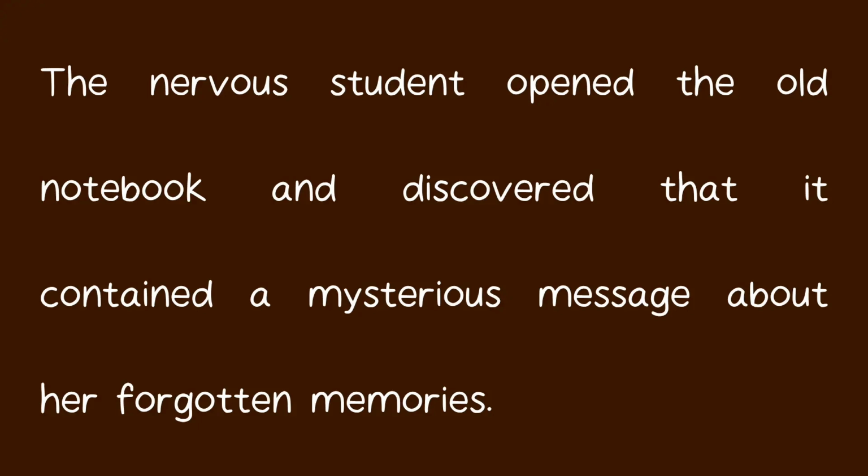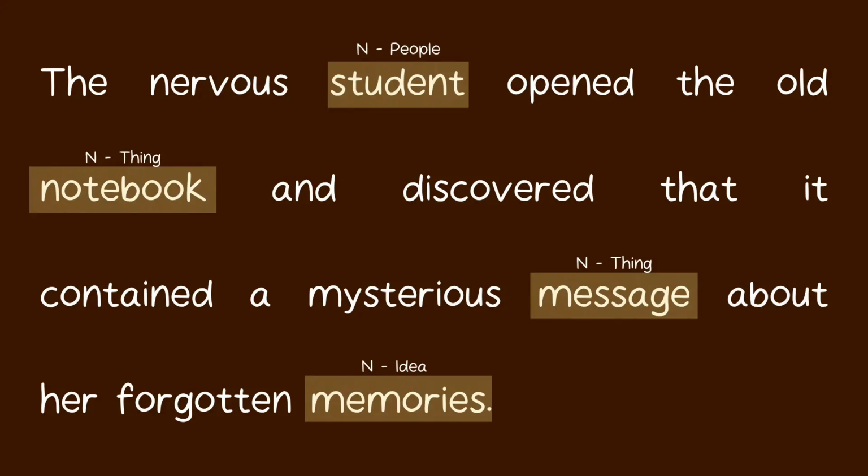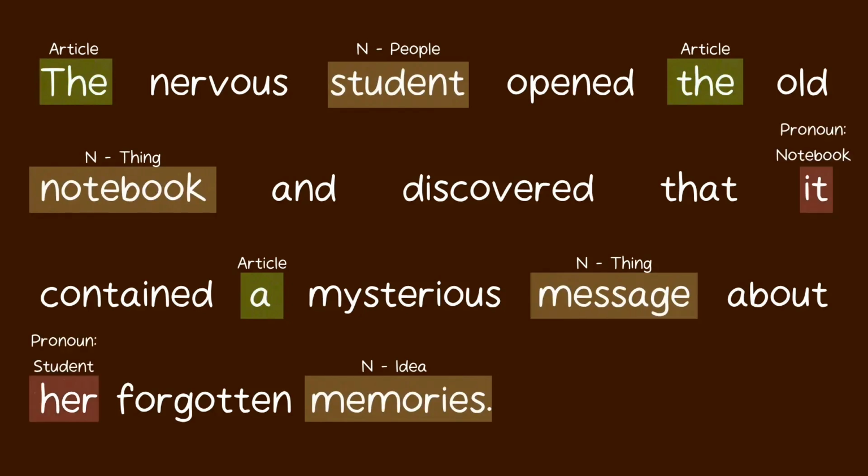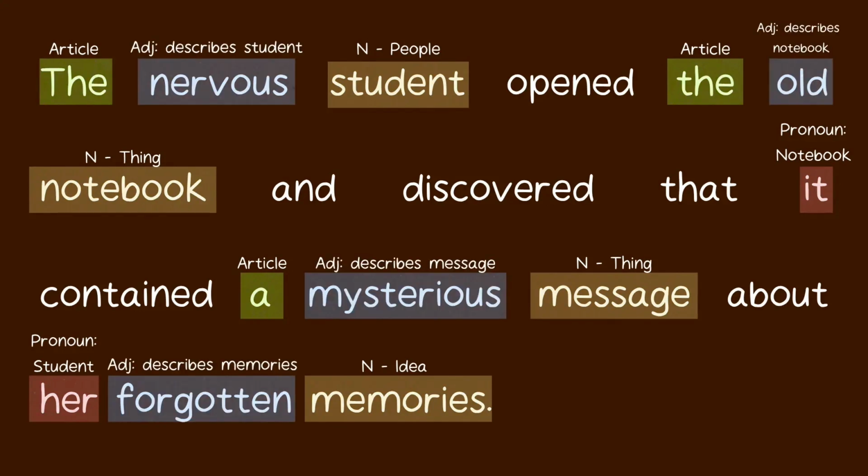Now that you've identified the parts of speech in this sentence, let's check. The nouns in this sentence include student, notebook, message, and memories. The articles in this sentence include the, and a. The pronouns are it and her, and the adjectives are nervous, old, mysterious, and forgotten.